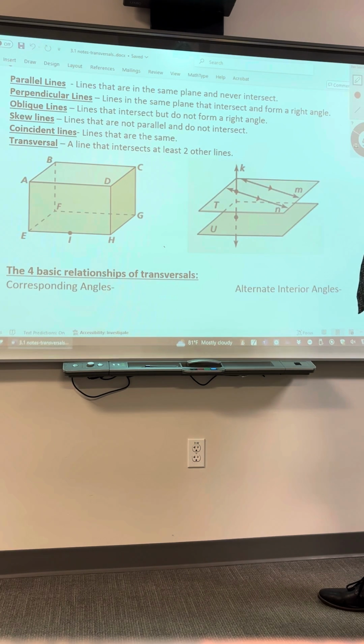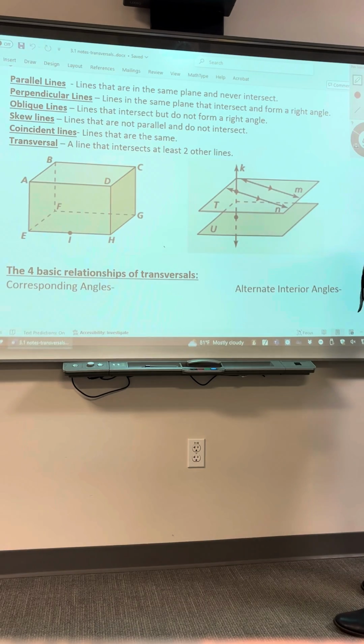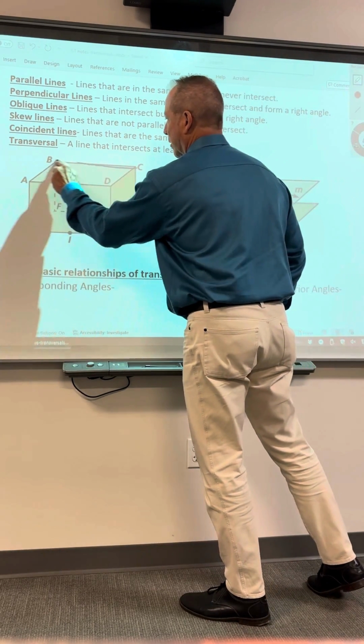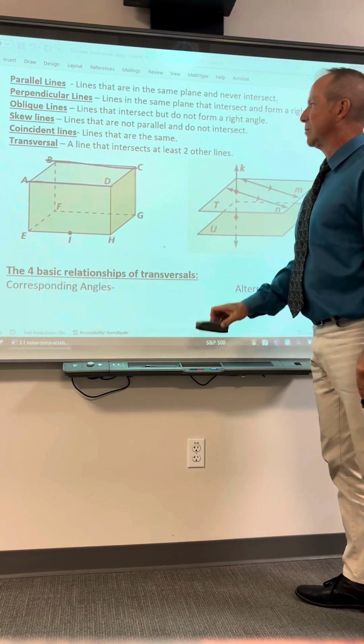Basic definitions. Parallel lines. They are lines that are in the same plane and never intersect. You know what those are. That would be an example of parallel lines.